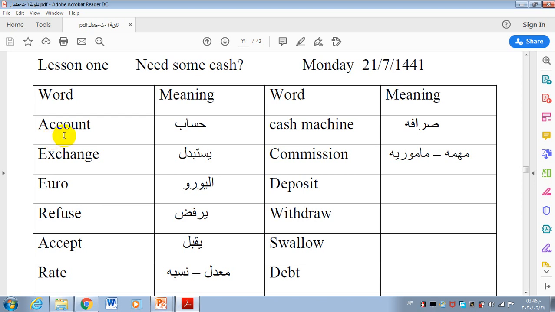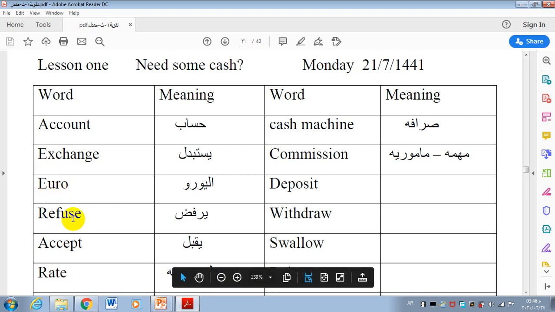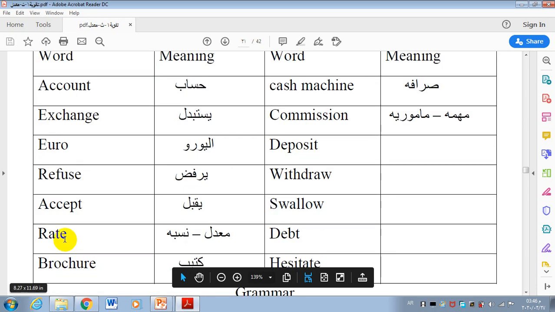Account, account. Exchange, exchange. Euro, euro. Refuse, refuse. Accept, accept. Rate, rate. Brochure, brochure.